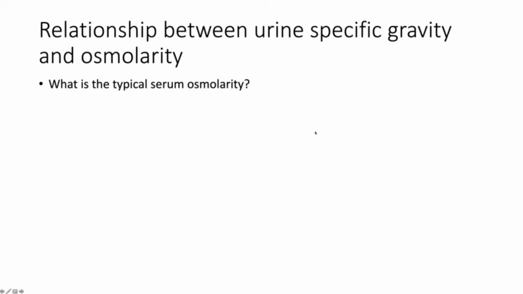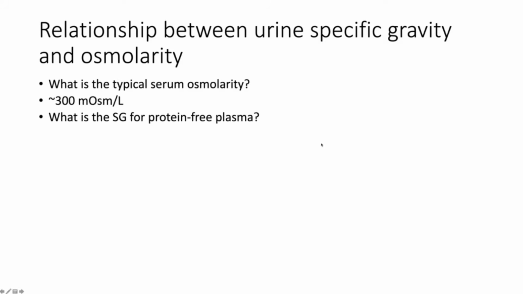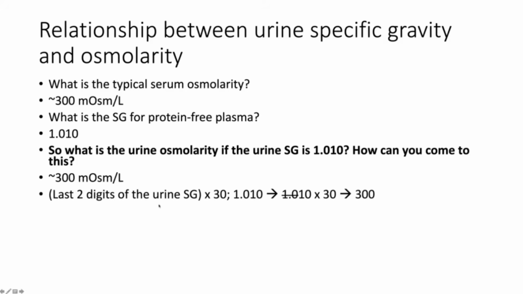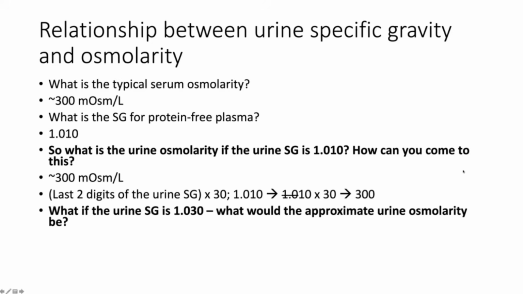Okay. So Paula, what is the typical serum osmolarity? We talked about this. So what's the specific gravity of protein-free plasma, Paula? 1.010. Yeah, 1.010. So this is how to convert. So what's the urine osmolarity if the urine specific gravity is 1.010, Paula? The osmolarity should be 10 times 30, so 300. Yeah, exactly. So again, it's the last two digits of the urine specific gravity times 30. So 1.010, take the last two digits, multiply by 30 to get urine osmolarity. Again, roughly. It works pretty well, actually.